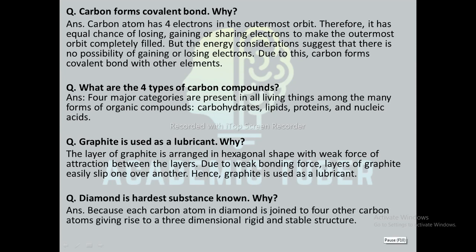Diamond is the hardest substance known. Why? Diamond is the hardest substance known because each carbon atom in diamond is joined to 4 other carbon atoms, giving rise to a 3-dimensional rigid and stable structure.